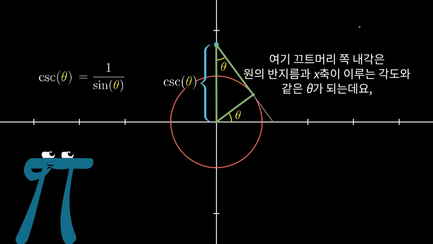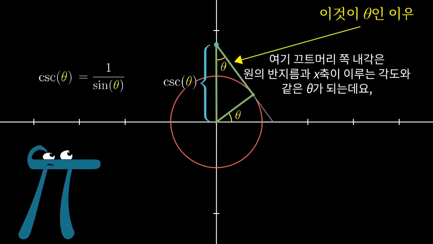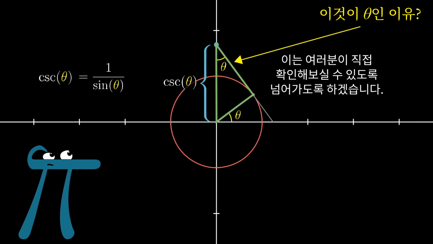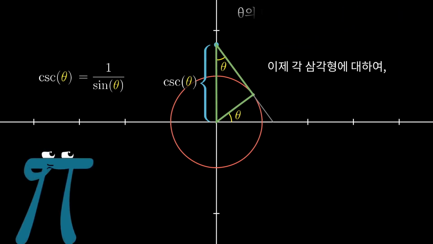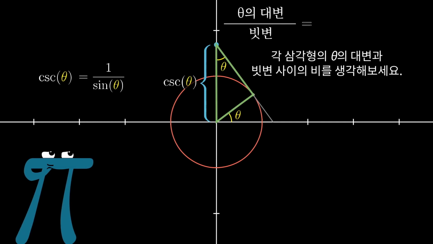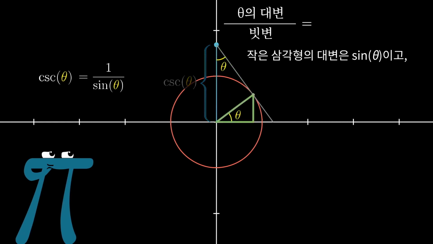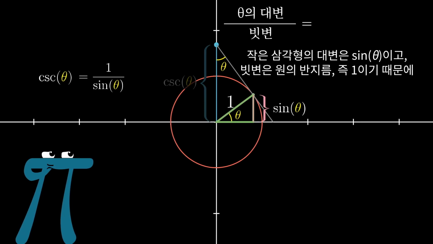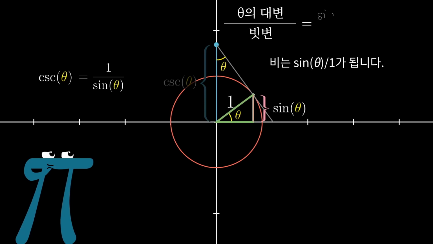I'll leave it to you to check that that interior angle up at the tip there is theta, the angle that we originally started with over inside the circle. Now, for each one of those triangles, I want you to think about the ratio of the length of the side opposite theta to the length of the hypotenuse. For the small triangle, the length of the opposite side is sine of theta, and the hypotenuse is that radius, the one that we defined to have length 1. So the ratio is just sine of theta divided by 1.